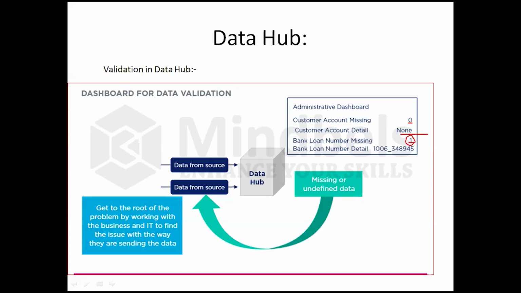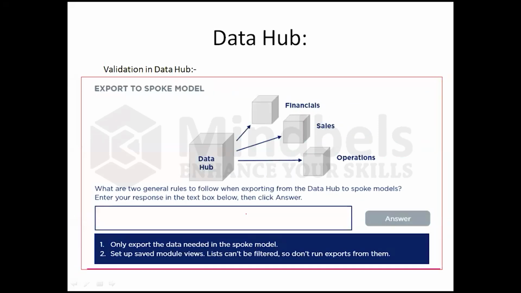Bank loan number details, so they are saying that based on this dashboard they identified that some data is missing, and this is what it is. Then they will send it to the source owner saying this data is missing, then they will calculate the missing line and check what the problem is, why it got missed, right? So that's what the whole mechanism should be.